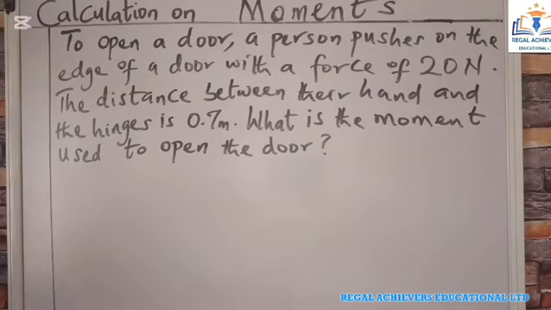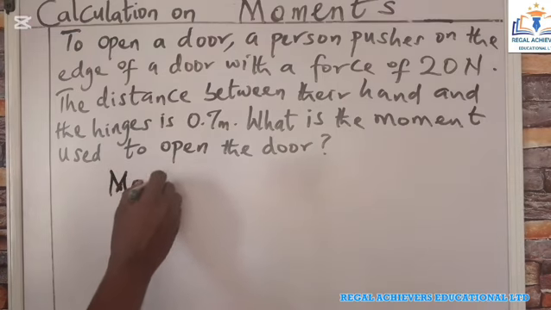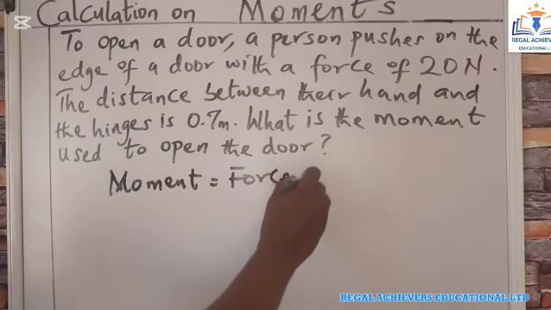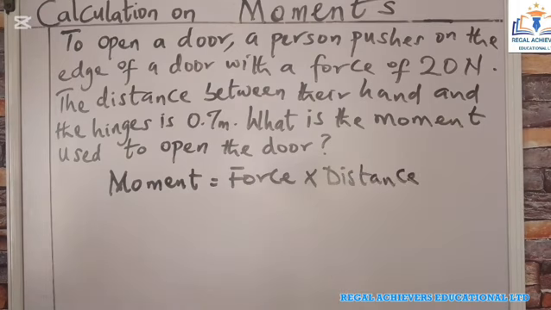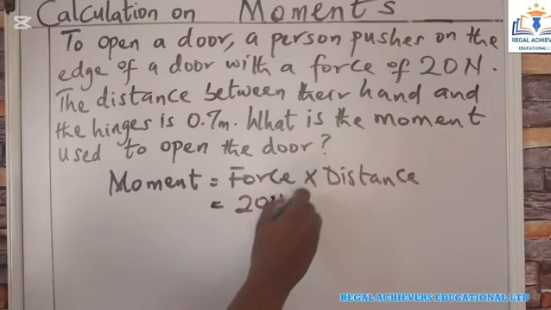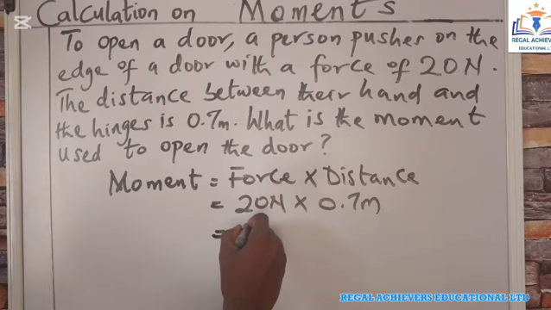Very simple. We have a formula to do this. Moment is equal to force times distance. In the question, we are given the value of the force to be 20 Newton and the value of the distance to be 0.7 meters. Now 20 times 0.7 will give you 14.